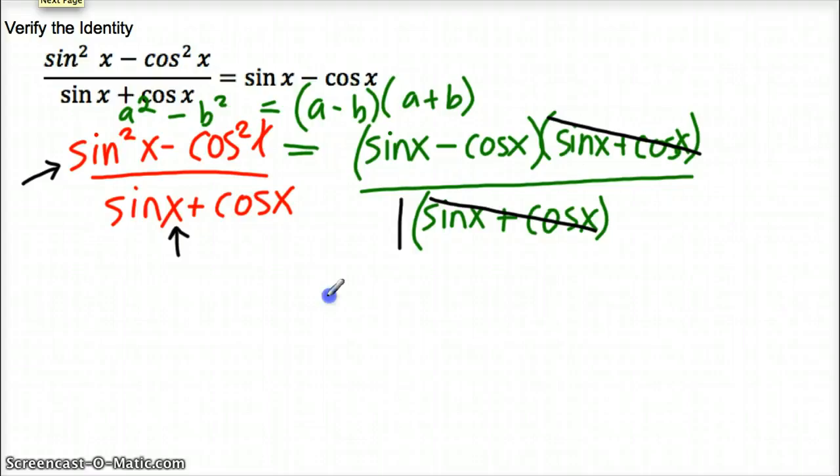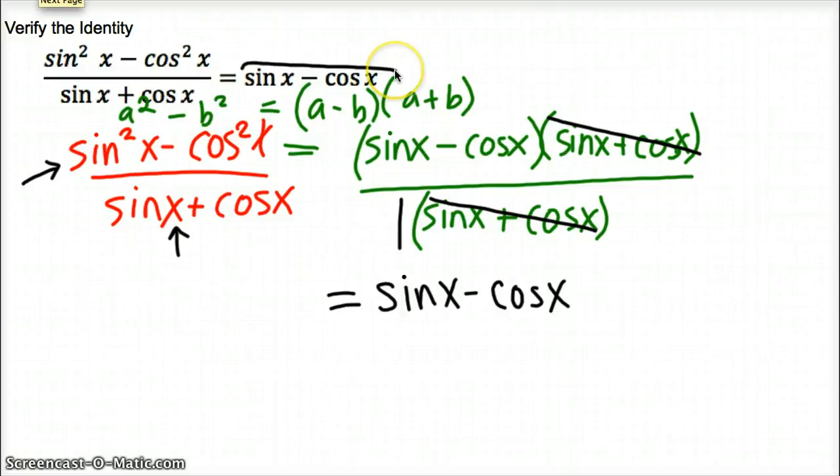So my result now is sine of x minus cosine of x, and I am left where I was supposed to be going. I'm done verifying this identity. Sometimes it can be as easy as that if you see what to factor and how to factor. But always think about why you're factoring. You're factoring so you can cancel from top and bottom. So if something's in the bottom and you think it might appear in the top or vice versa, definitely try factoring and see if you can work that out.